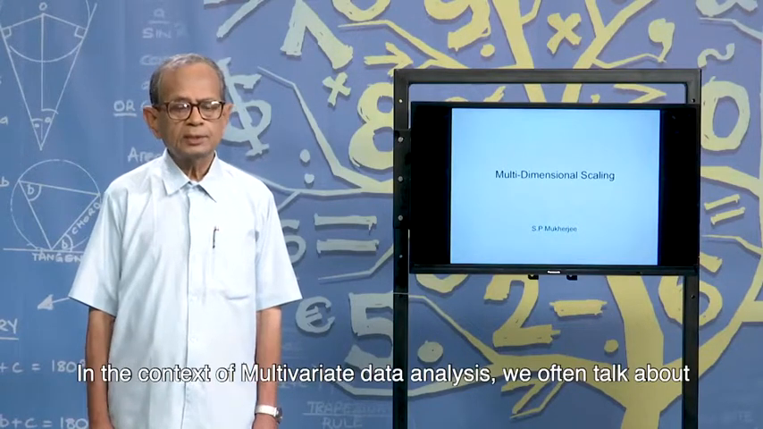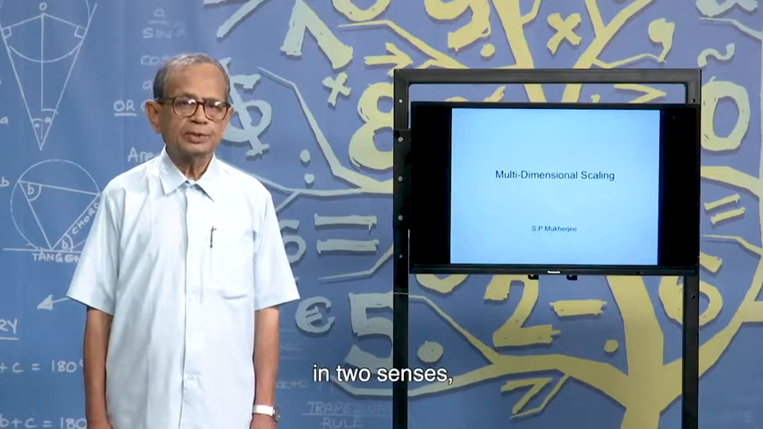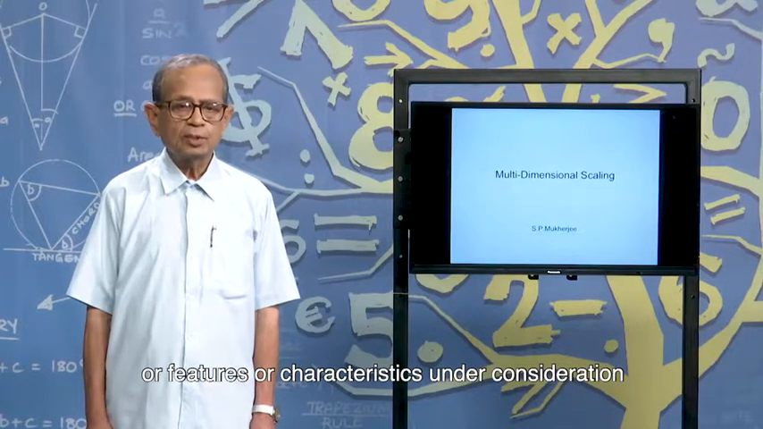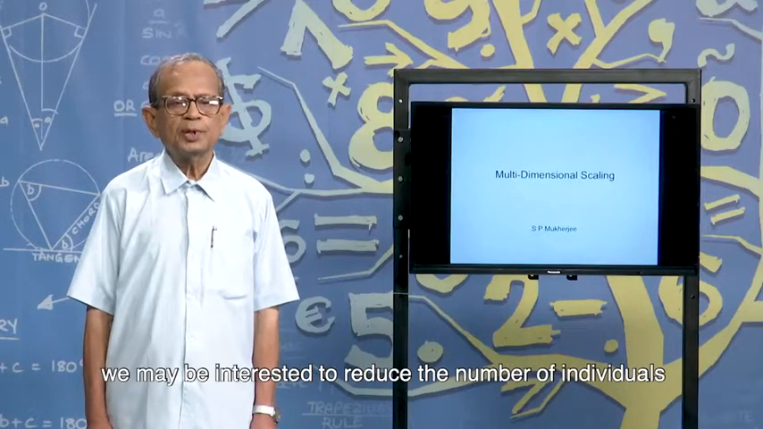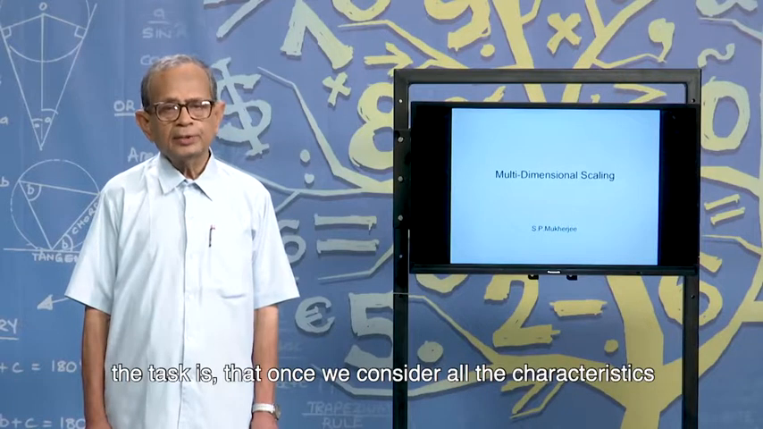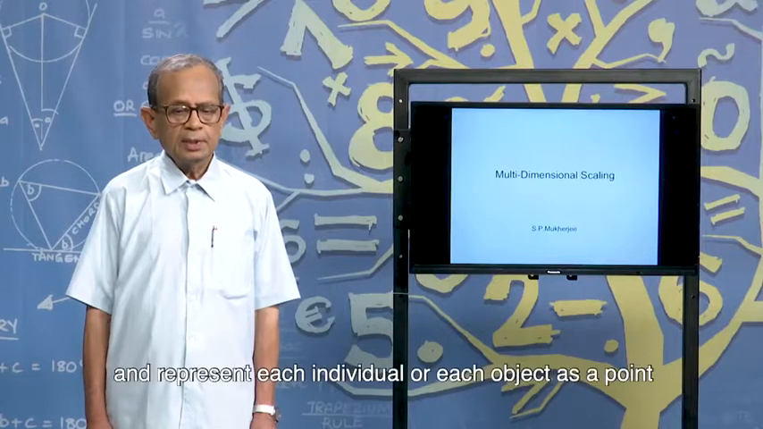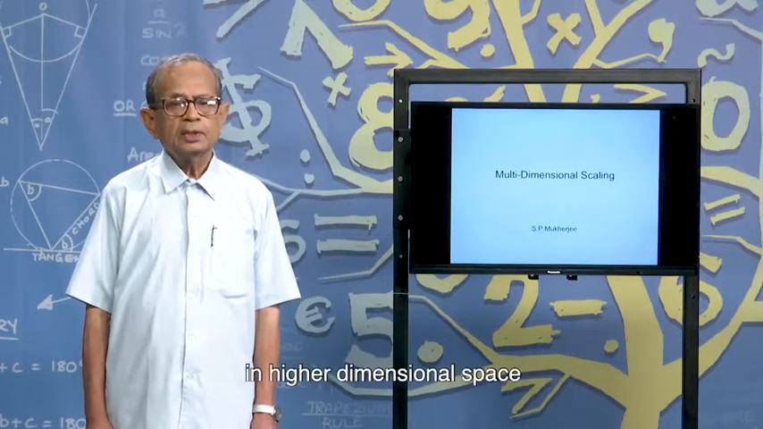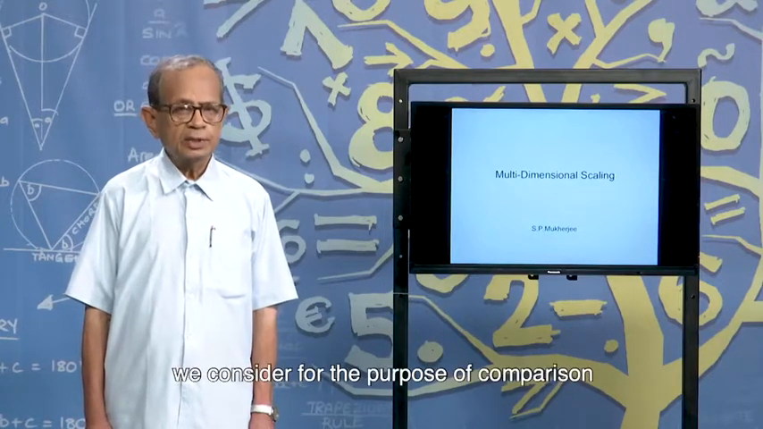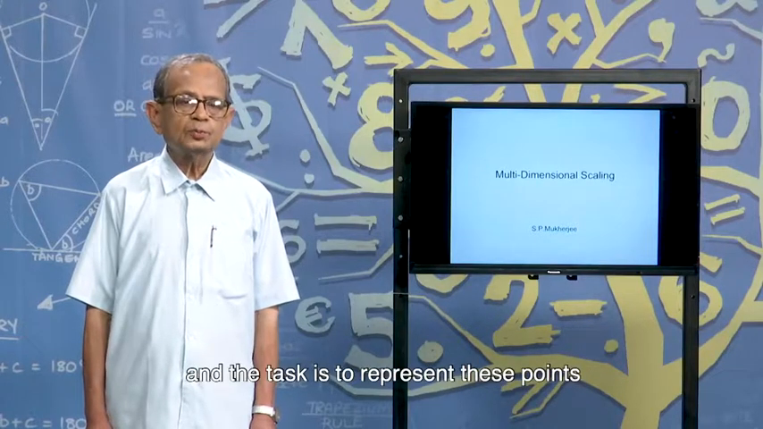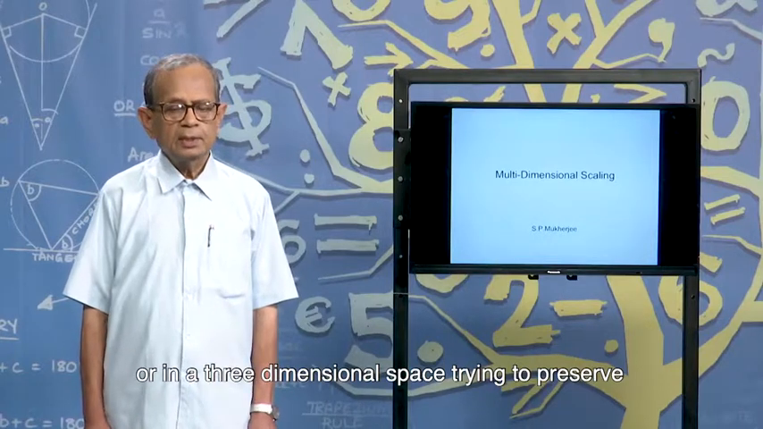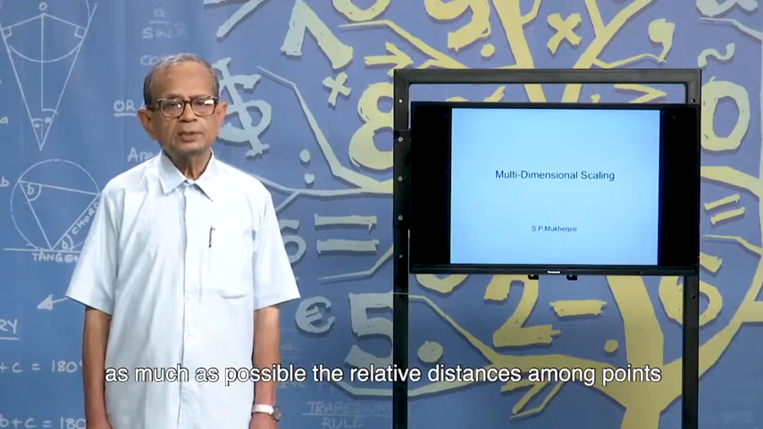In the context of multivariate data analysis, we often talk about dimension reduction in two senses. We may be required to reduce the number of variables or features or characteristics under consideration, or we may be interested to reduce the number of individuals being compared. Here, the task is that once we consider all the characteristics or features as coordinates of a point and represent each individual or each object as a point in a higher dimensional space, the number of dimensions being equal to the number of features or characteristics being considered for the purpose of comparison. And the task is to represent these points on a two-dimensional plane or in a three-dimensional space, trying to preserve as much as possible the relative distances among points in the original set.